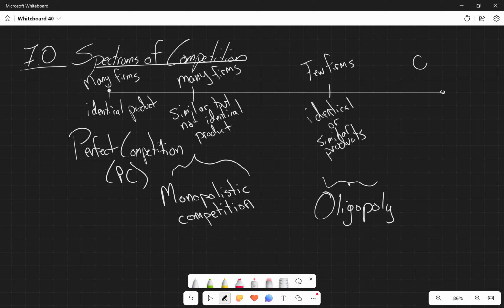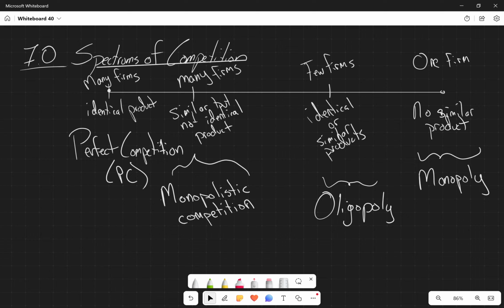And the last one is the one we're all familiar with because of the Hasbro game, where there's one firm and there is no similar product. Strangely enough, for a game about Monopoly, not a lot of monopolies in it. We've got Monopoly.